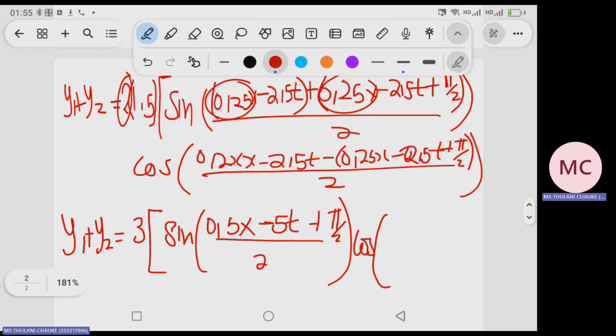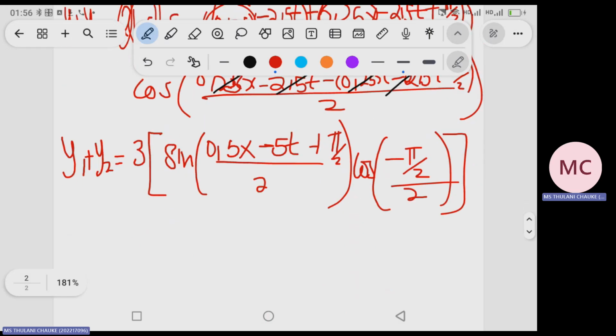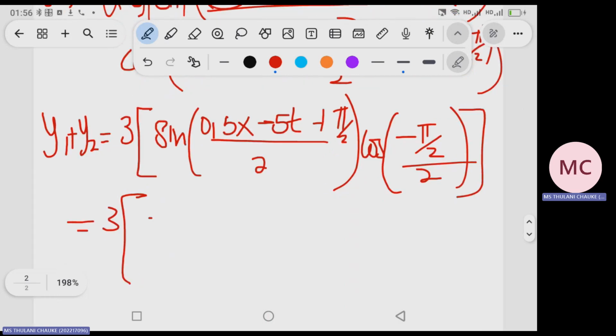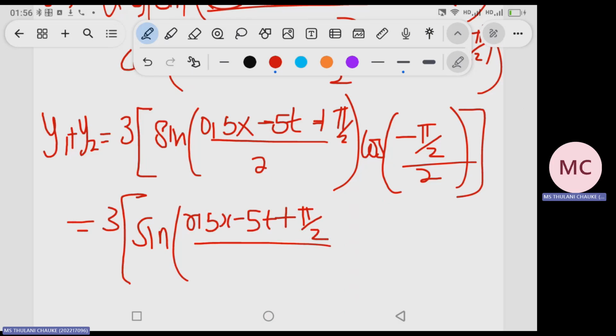This one will cancel. Okay, let me show you this. 0.25 will cancel with 0.25, and this will cancel with that. So we'll be left with only negative pi over 2 on the numerator, all over 2. And this will be equal to 3 times the sine of (0.5x minus 5t plus pi over 2) over 2, times the cosine of pi over 2 divided by 2. This will be negative pi over 4.